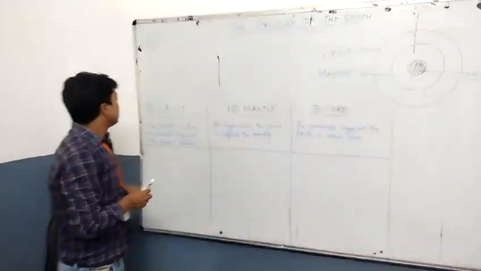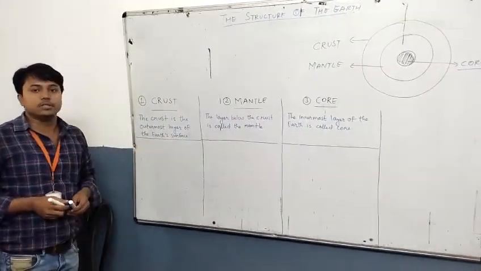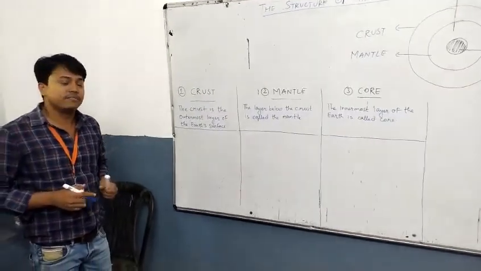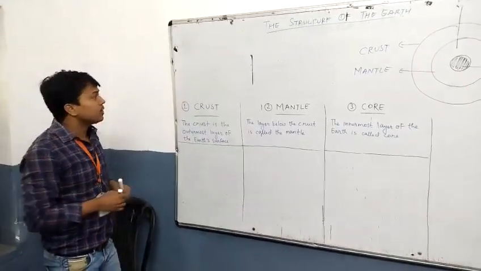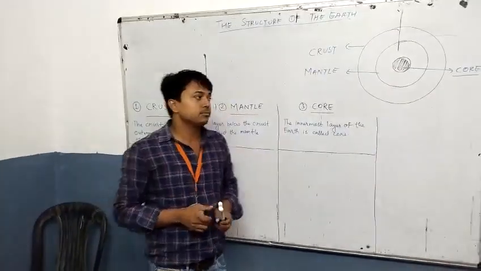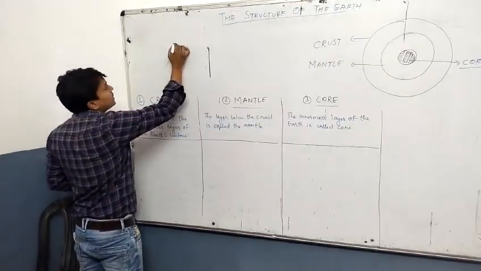The first is crust. The crust is the outermost layer of the earth's surface. The crust is divided into two parts. First is continental crust and the second is oceanic crust.